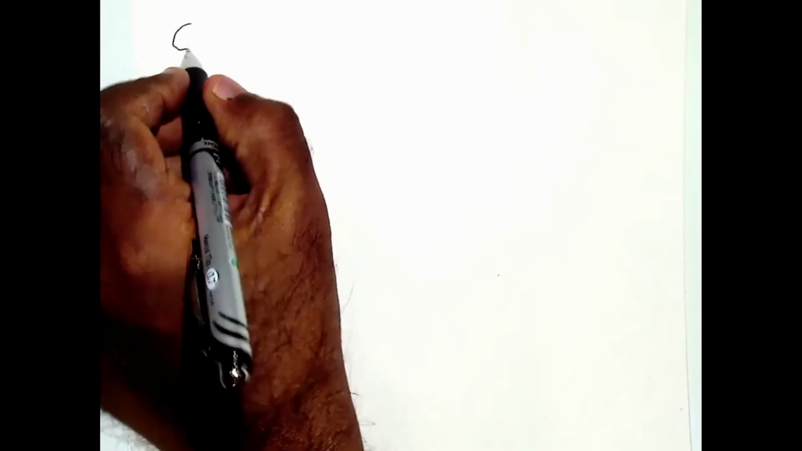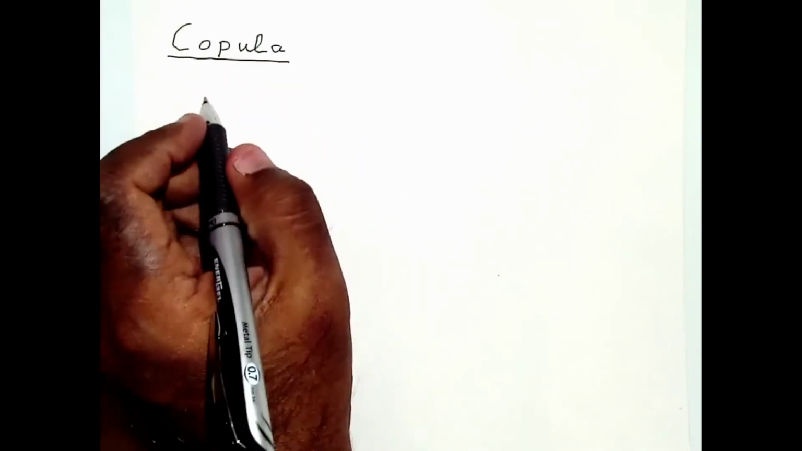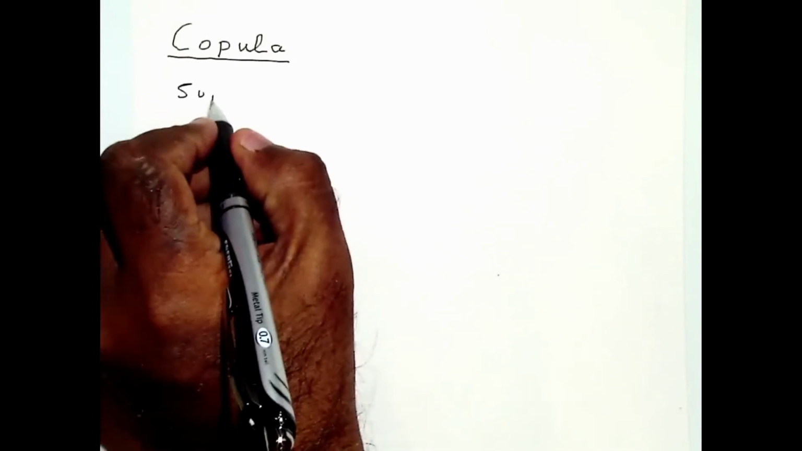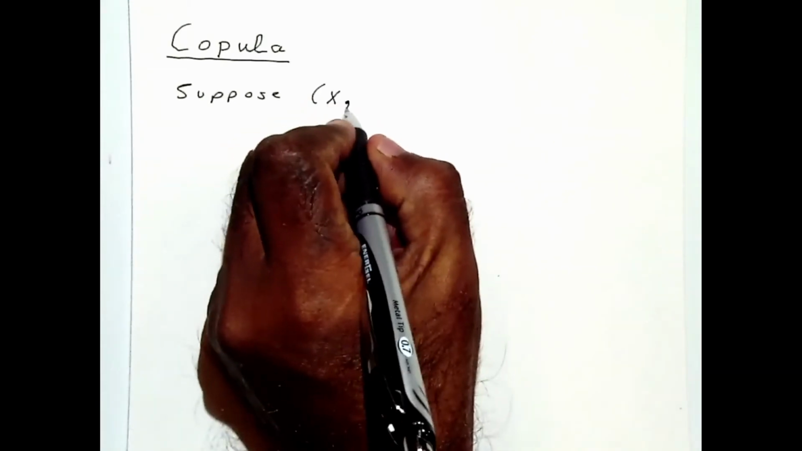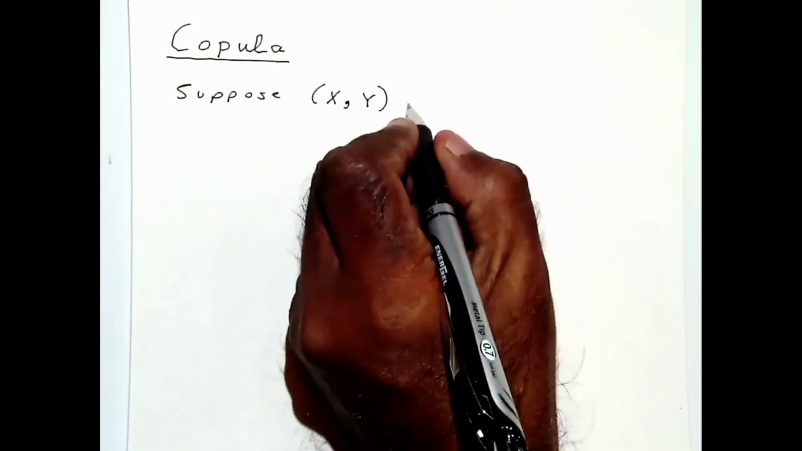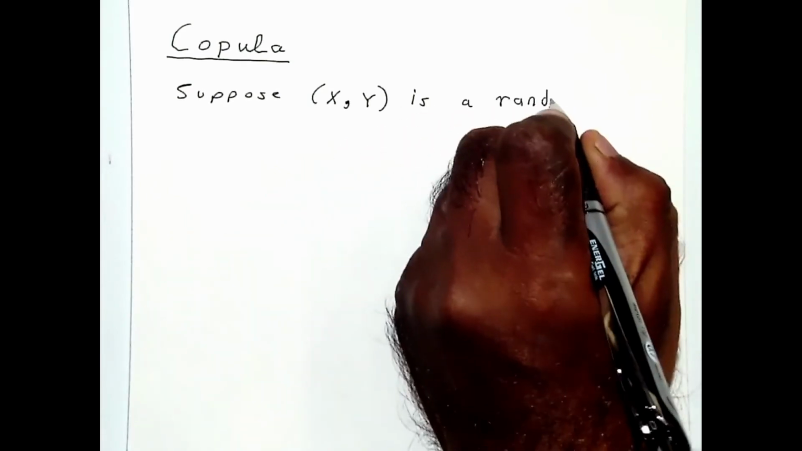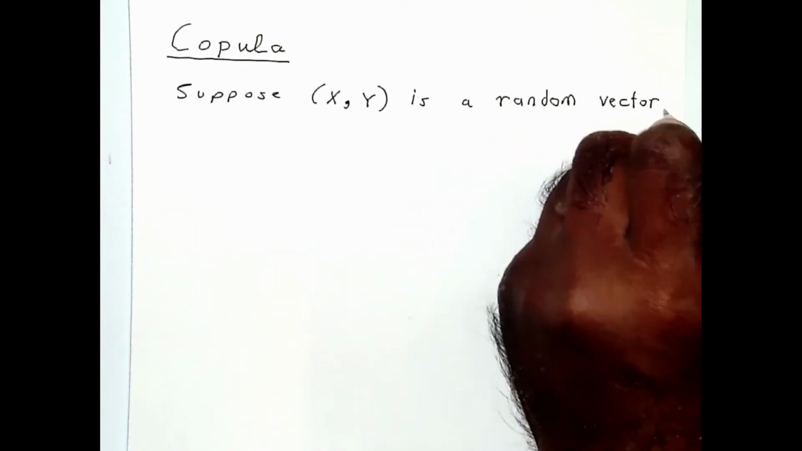Hi, in this video I will begin a new chapter which is called copula. I will explain what this is in a minute, but before that, suppose you have X comma Y, which is a random vector, right?